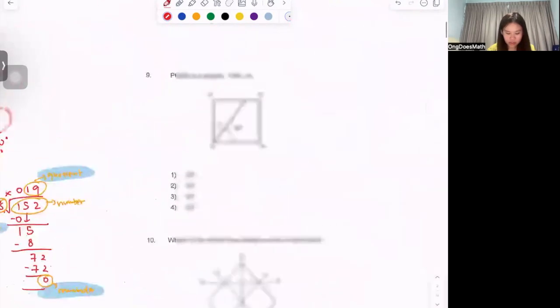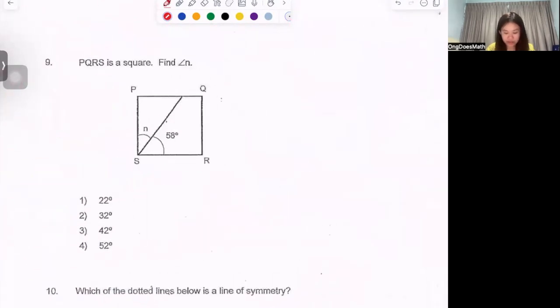Next. PQRS is a square. Find angle N. What's special about squares, or rectangles in general, is that the corners are always a right angle. And just now we established that a right angle is 90 degrees. So this will not be an exception. This will also be 90 degrees, which means that this angle plus this angle should give you 90 degrees. To find angle N, you just take the sum, which is 90 degrees, minus the other small angle. Hence this should give you 32 degrees. Answer is option 2.